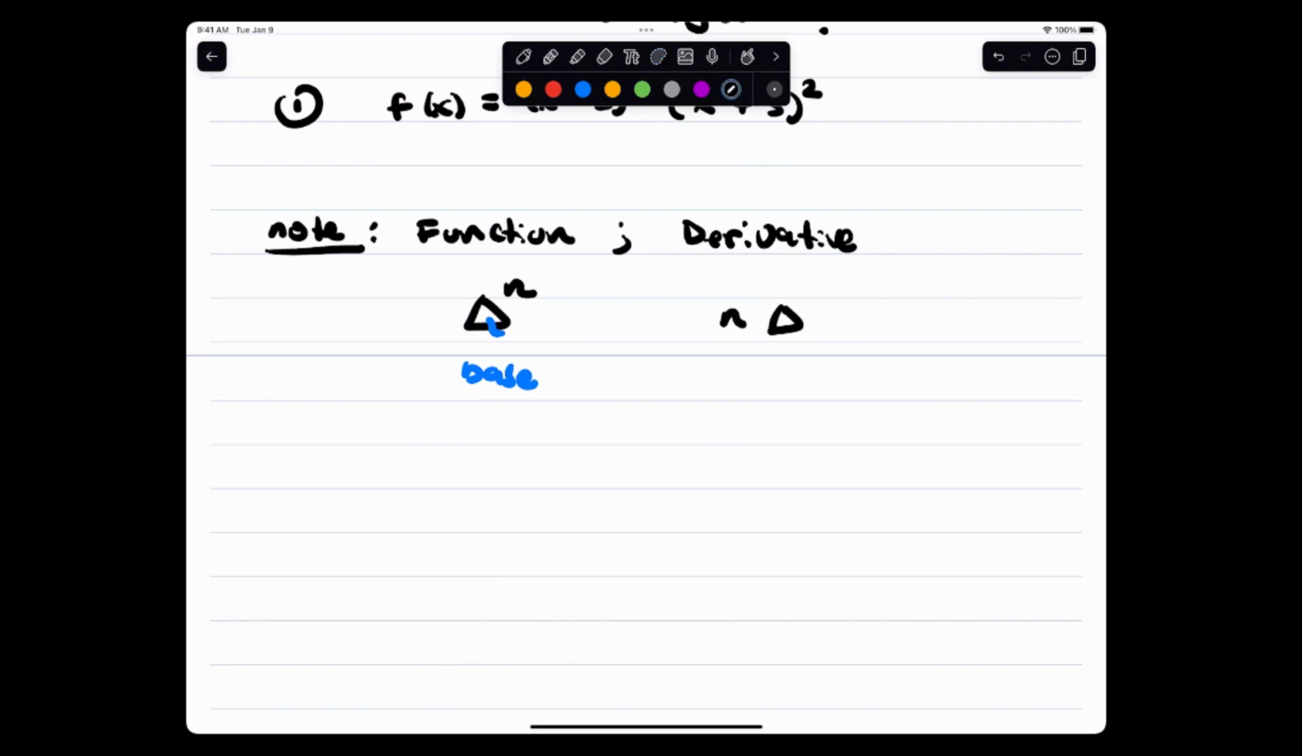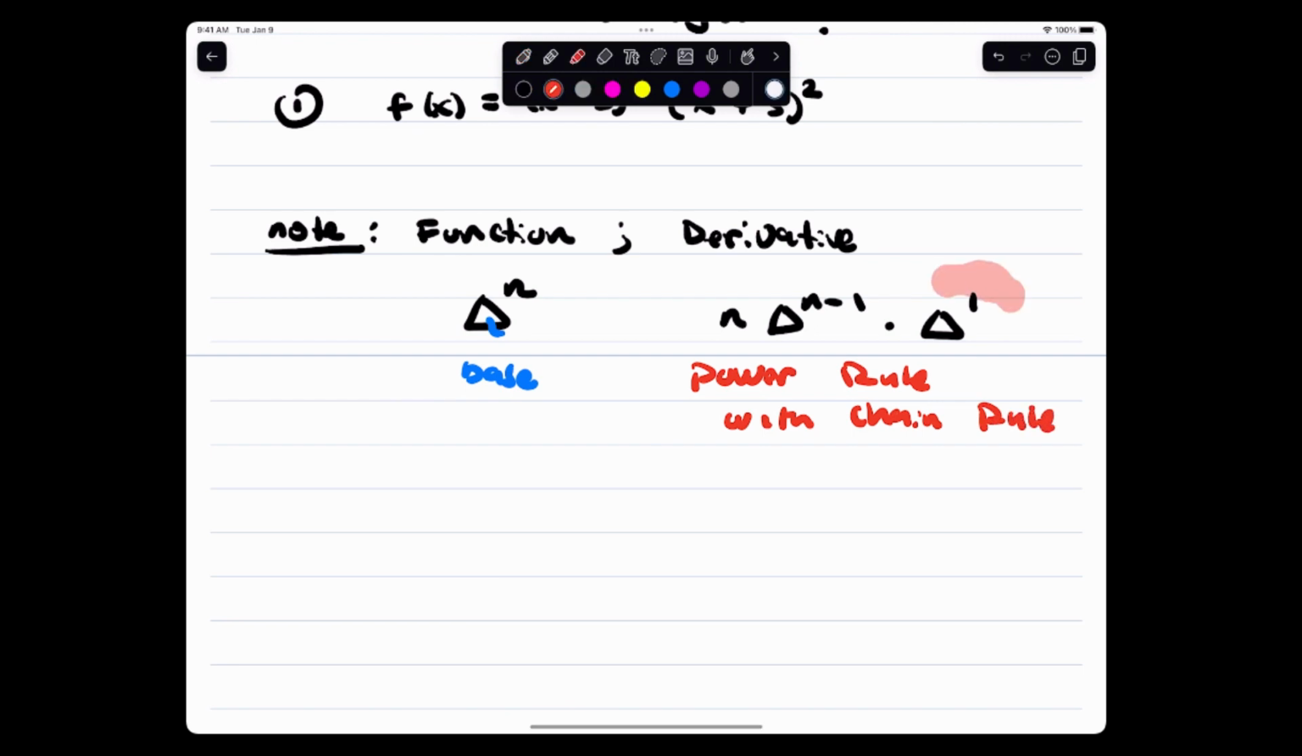And triangle to the nth power minus 1 times the derivative of the triangle here. Okay, so this is thought of as power rule. But it's chain rule and power rule. So let's write it down, power rule with what? With chain rule. Because this portion is your chain, and I think this would be good, right? This is the what? Chain.